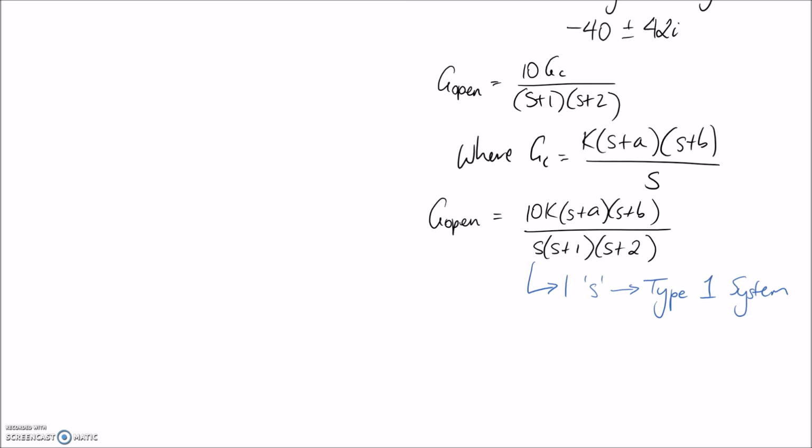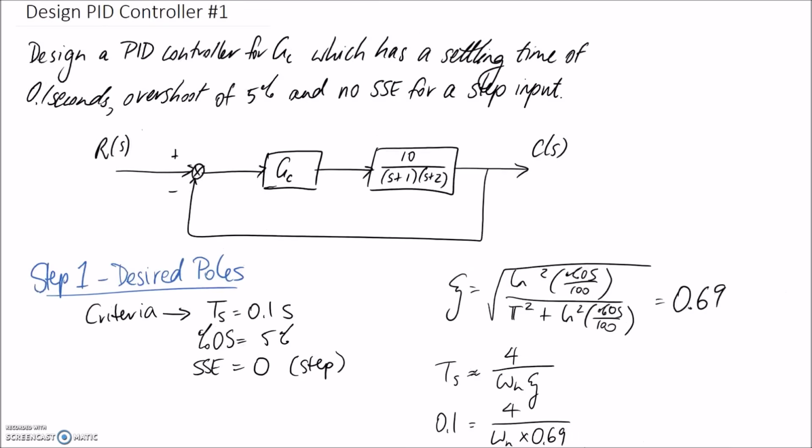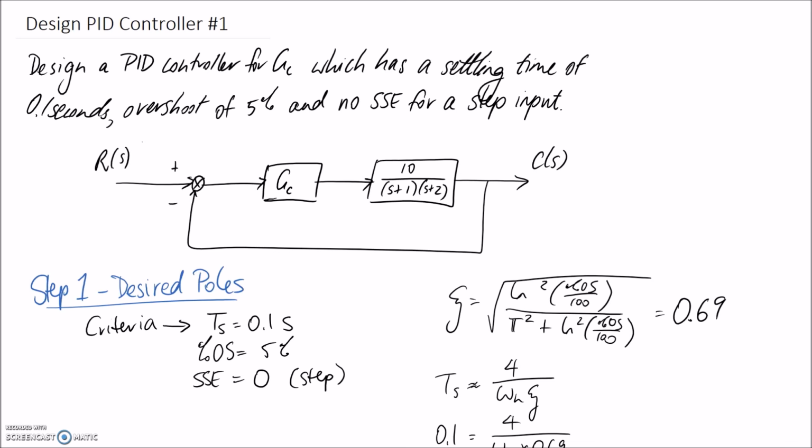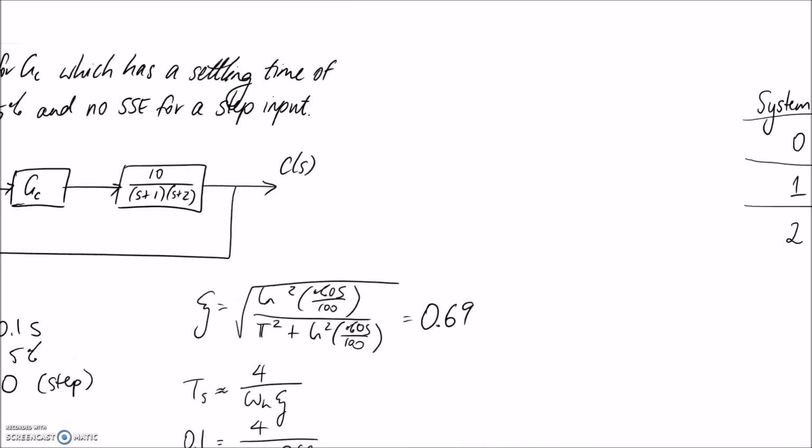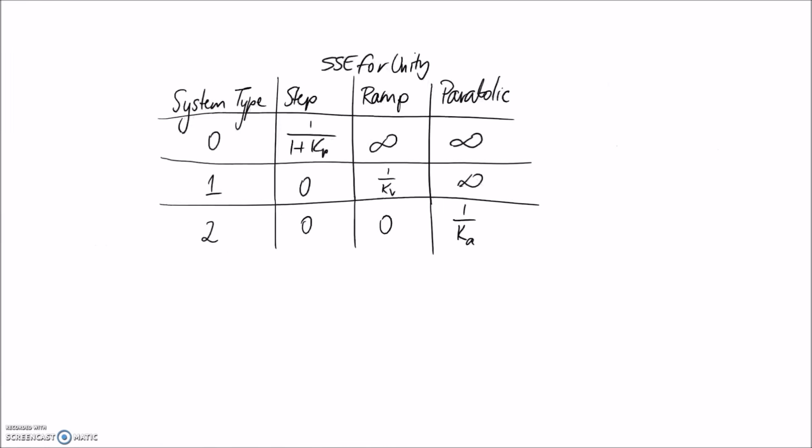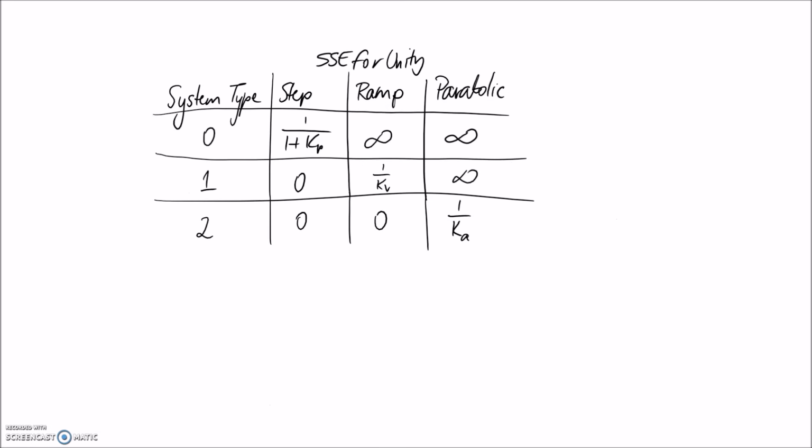Alright, so let's remember that we have a type 1 system once we've designed our PID controller. And remember that we're looking for no steady state error for a step input. So over here I've copied across my table, which is able to tell me the steady state error that I get for each type of input, so step, ramp, and parabolic. So we just discussed that we have a type 1 system, so that's this row here.